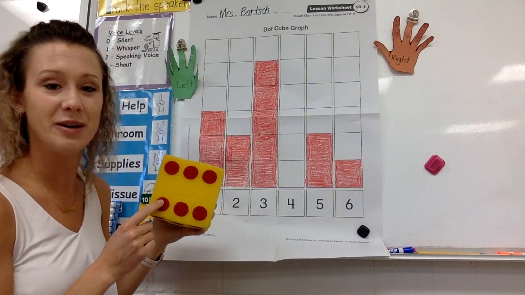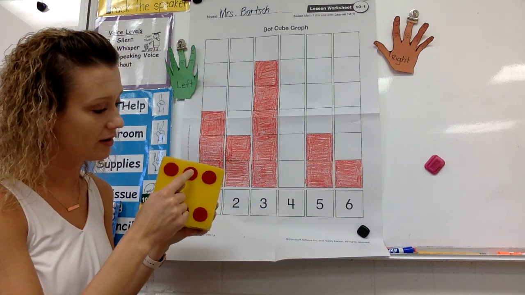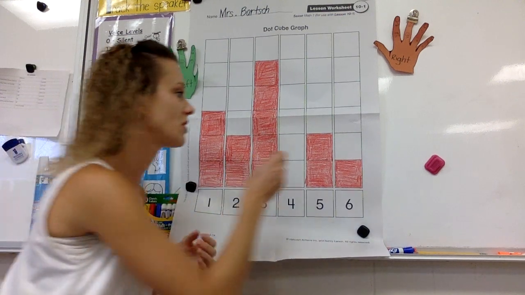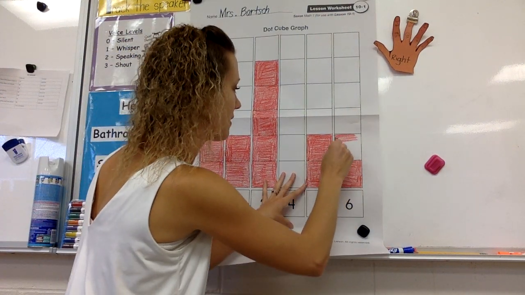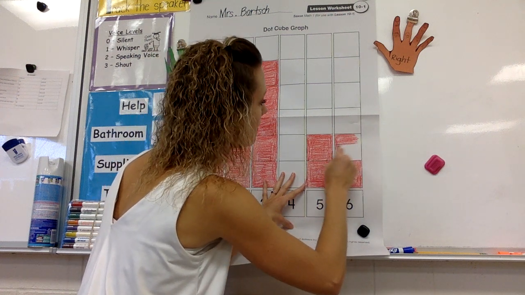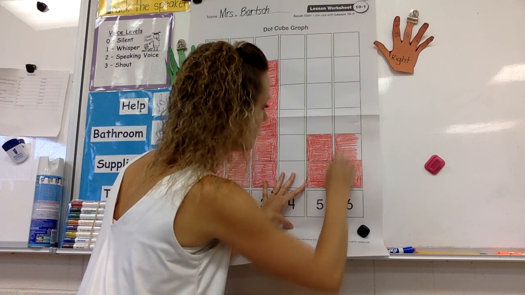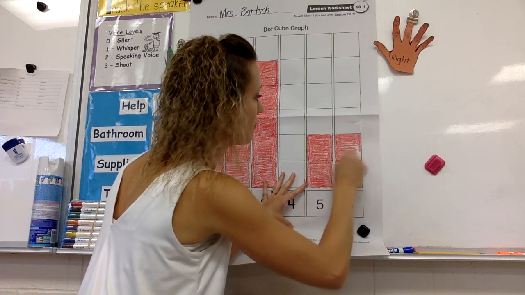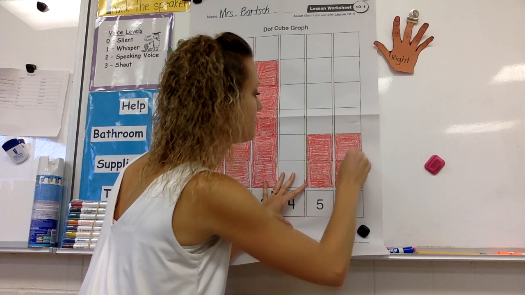Nope, not a number 3. Count with me, ready? Go. 1, 2, 3, 4, 5, 6. 3 and 3 more make 6. So color 1 more here by number 6. All right, awesome.